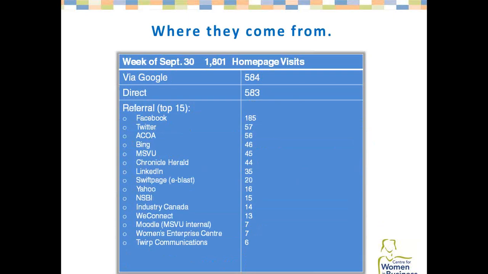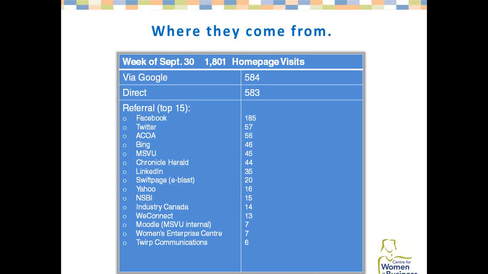So the week of September 30th, our homepage had 1,800 homepage views. And this is a breakdown of where those views came from. So number one, Google. People are going to Google. They're typing in keywords, Center for Women in Business, Women Business Owners Halifax, Women Business Owners Nova Scotia, any keyword you can imagine, any combination. They're going there and they're searching, and it's taking them to our homepage.